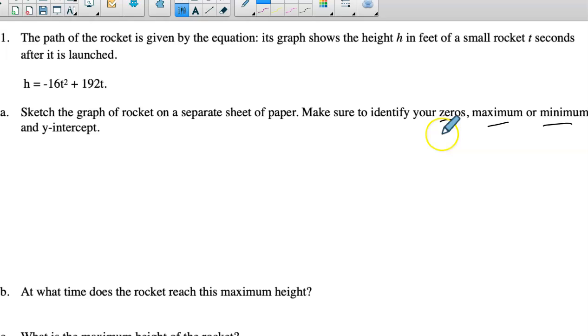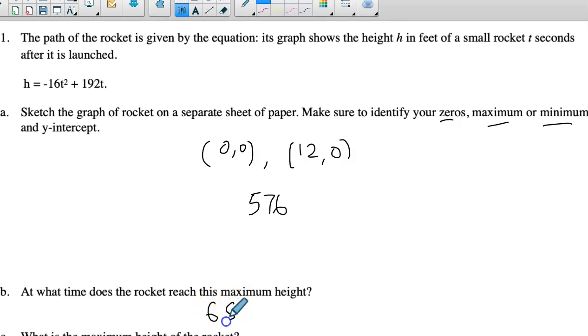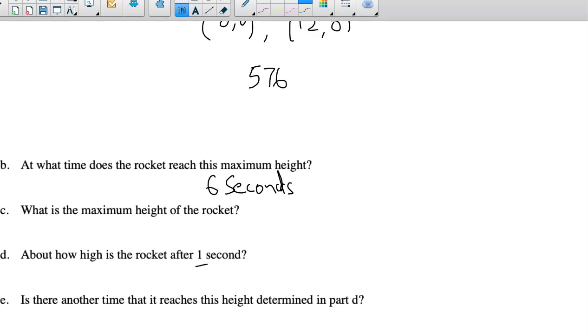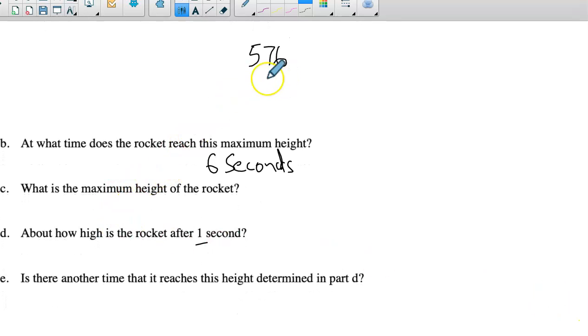What are the zeros? You got (0, 0) and (12, 0). Those are the two zeros. Maximum height, 576. At what time does the rocket reach maximum height? You saw that, in 6 seconds. And then what is the next question? What is the maximum height of the rocket? Again it is repeated. This is 576.